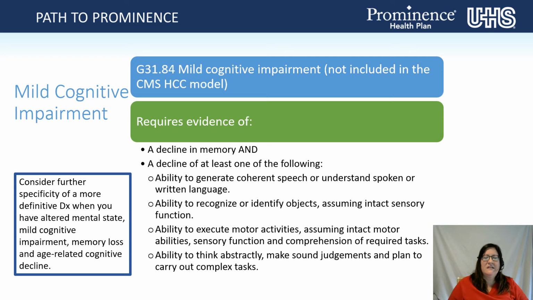If your patient lacks in any of those and has a diagnosis of mild cognitive impairment, consider further specificity of a more definitive diagnosis, specifically when you have an altered mental state, mild cognitive impairment, memory loss, age-related cognitive decline, etc. It may be wise to pull a report of patients that have mild cognitive impairment or any of the others that are listed here on their problem list to further evaluate and specify a more definitive diagnosis if appropriate.